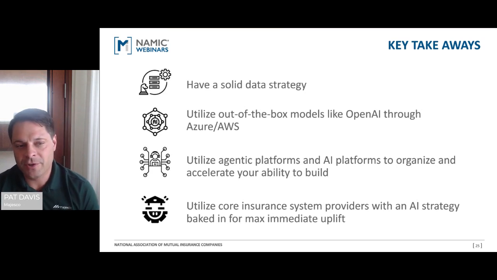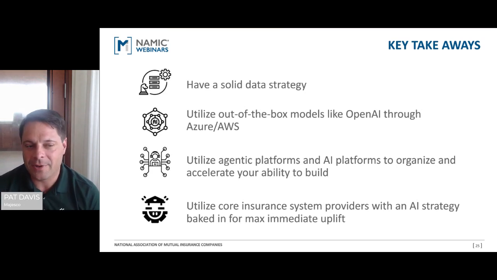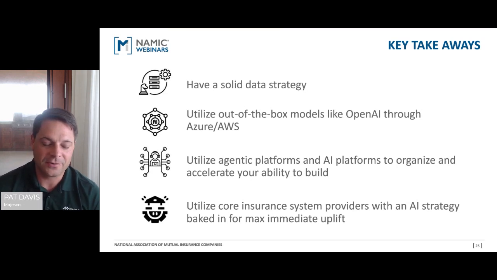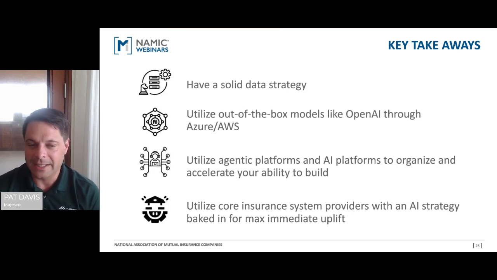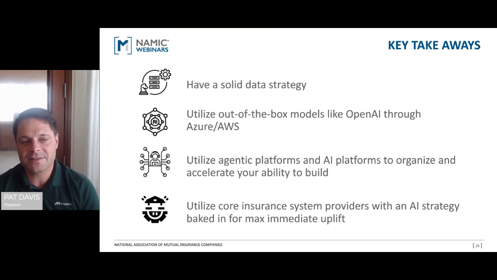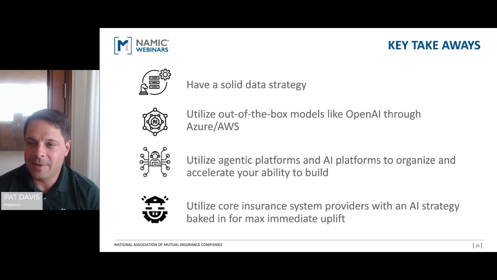You really should be using out-of-the-box models like OpenAI through Azure and AWS. There's all kinds of examples. You guys could use Claude. You could use Sonnet. You can use whatever you want. It doesn't matter to me. But the point of this is that the out-of-the-box models from the core cloud providers are going to be your fastest way to get going.